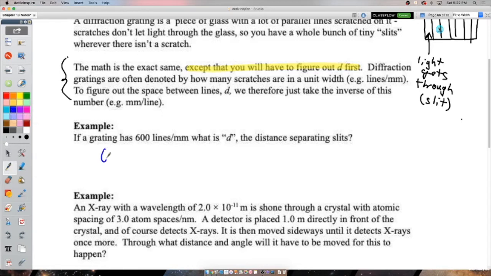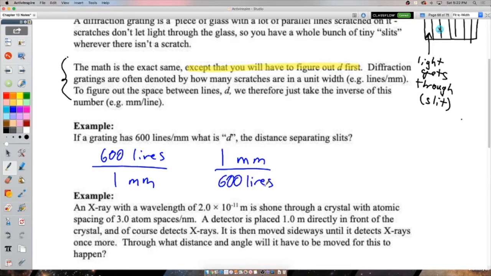Well, let's just think of it this way. 600 lines in 1 millimeter. Well, that means in 1 millimeter, there's 600 lines. So do 1 over that number to get how many millimeters there are for one line, right? 1 millimeter for every 600 lines gives you 0.00167 millimeters between every line. So D is 0.00167 millimeters.